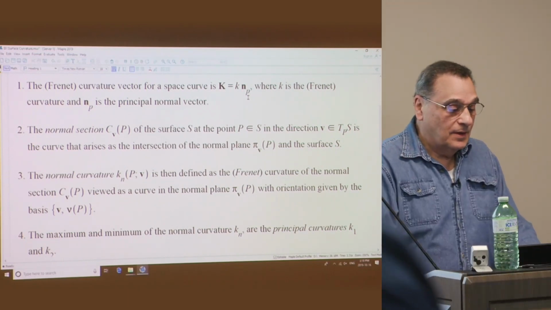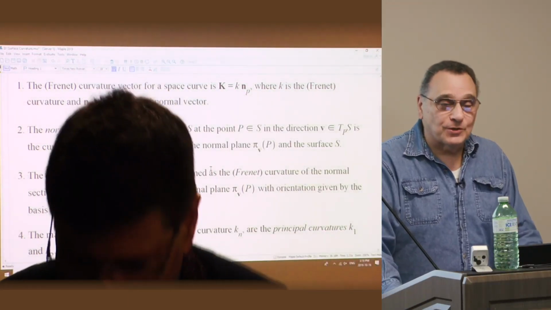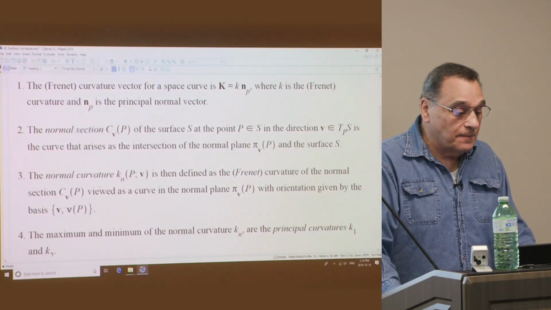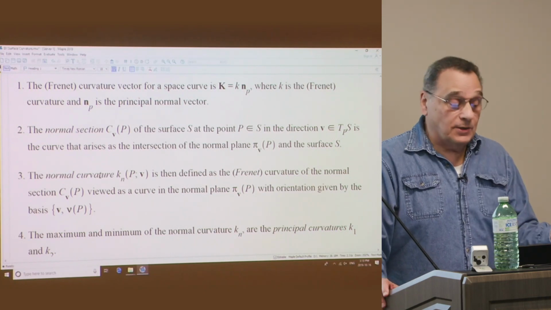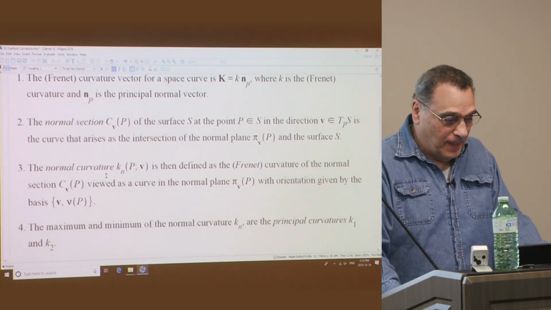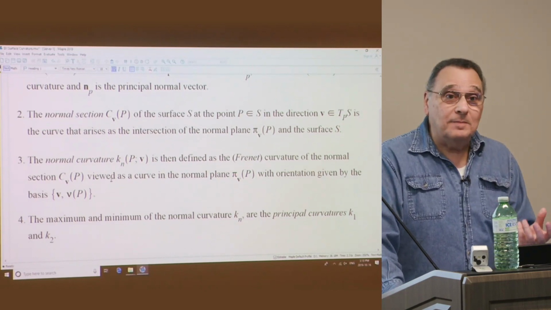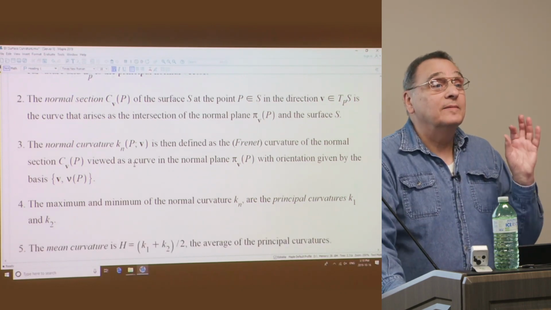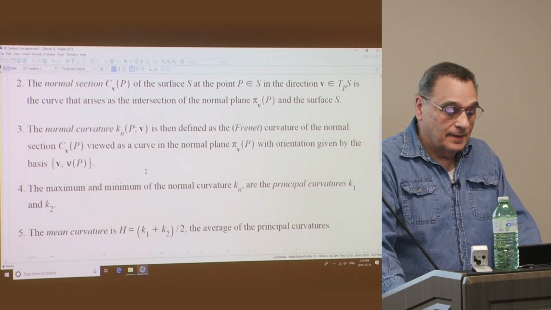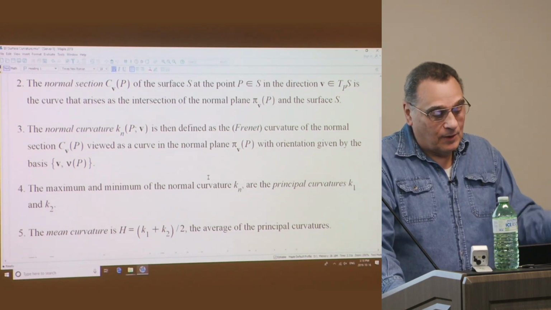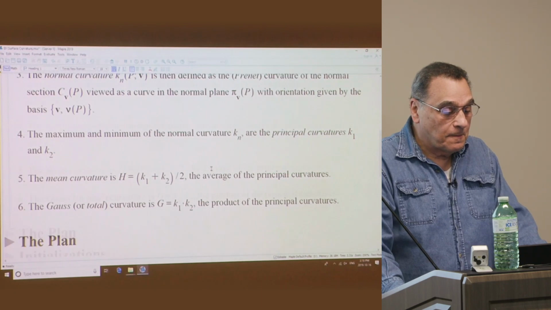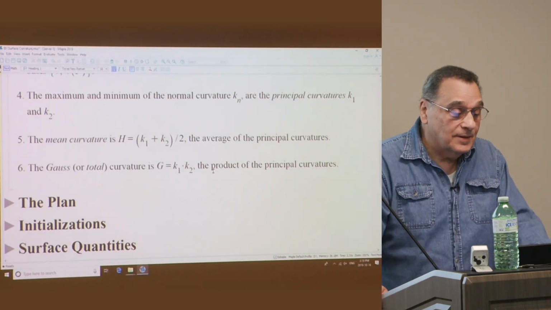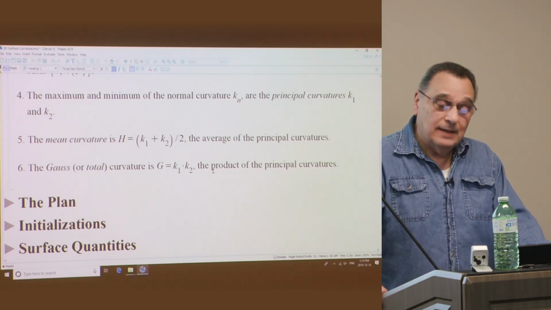you will compute the curvatures of all those curves. It's the Frenet curvature of all those curves. Those are called normal curvatures. The maximum and minimum, depending on where that plane is, are the principal curvatures. Those are typically called K1 and K2. The average is the mean curvature. The product is the Gauss curvature.